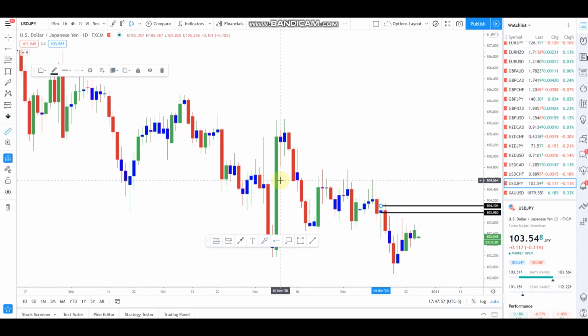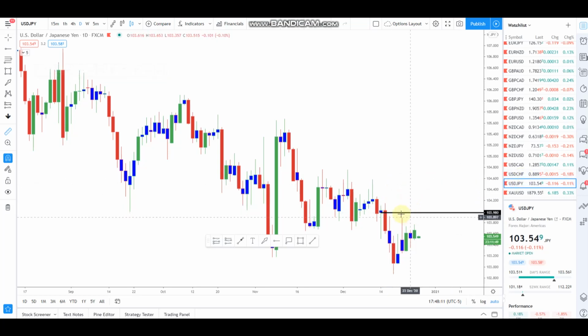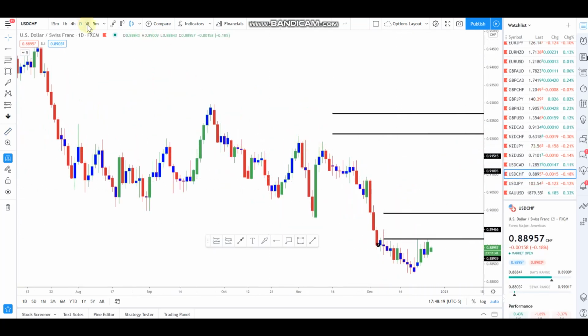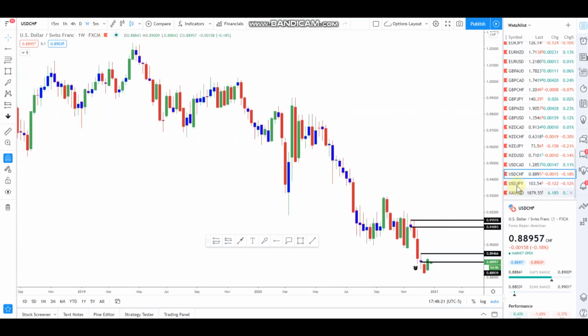This is a tight zone, so you probably enter on the 15 and just see if you get a 15-minute trade in this zone to the downside. But for right now, you do have a better setup on the USD Swiss. So I would stay away from the USD Yen and just stick with the USD Swiss and look for shorts on there, which is what I'm doing.